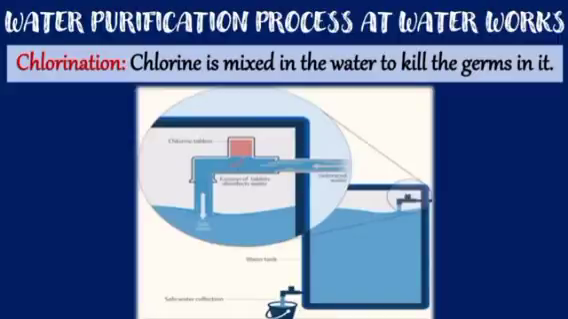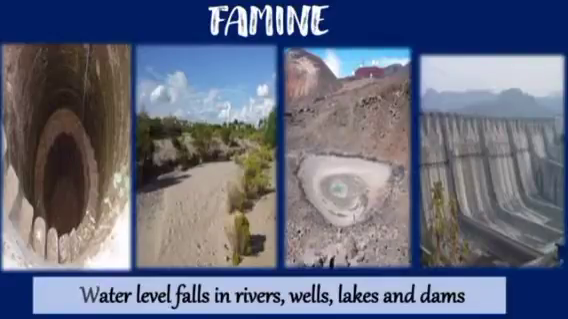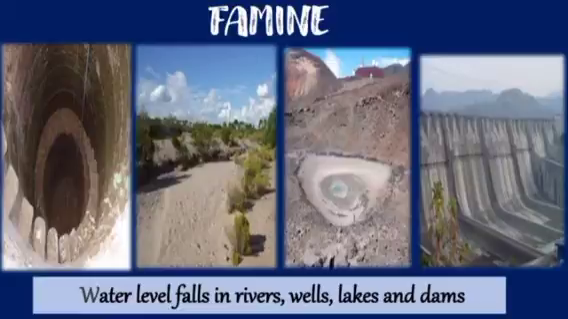Let's see a new terminology, that is famine. What is famine now? Water evaporates continuously. That is why places where it does not rain for a long time experience a drought. At such places the water level falls in the rivers, as you can see in the picture. The water level falls in the wells. See, the well is empty. The water level falls in rivers, lakes and dams. You can see everything is empty due to the drought, due to the famine condition.